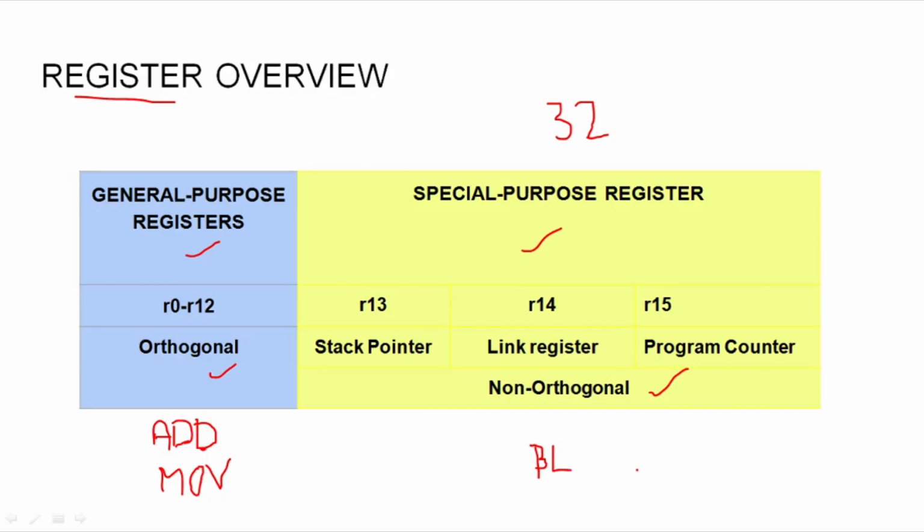Then we have the R15 register, which is the program counter. It holds the address of the next instruction to be executed. Modifying it changes the control flow. These registers should not be used like general purpose registers. Using them incorrectly can cause unpredictable behavior or crashes.